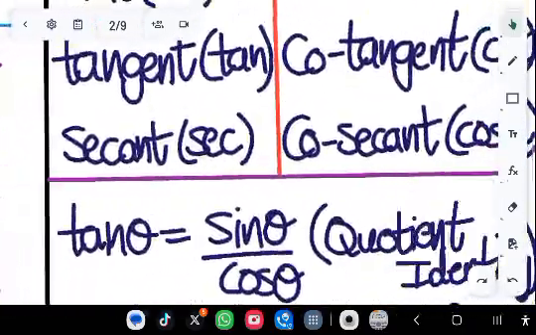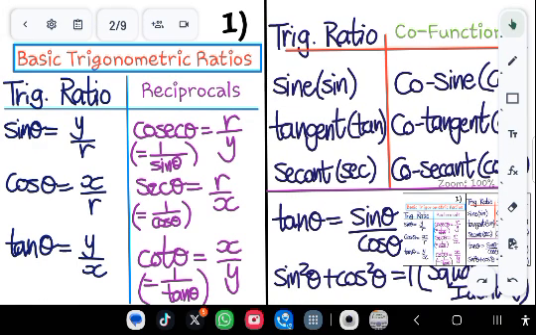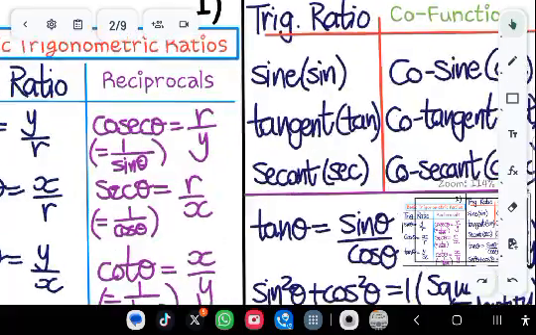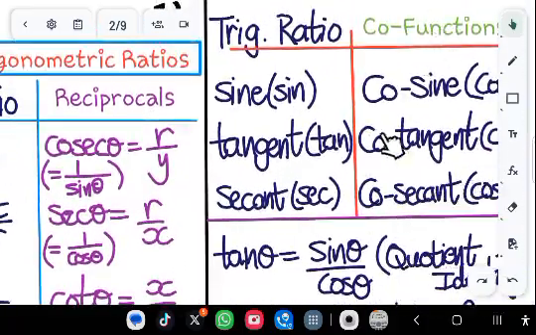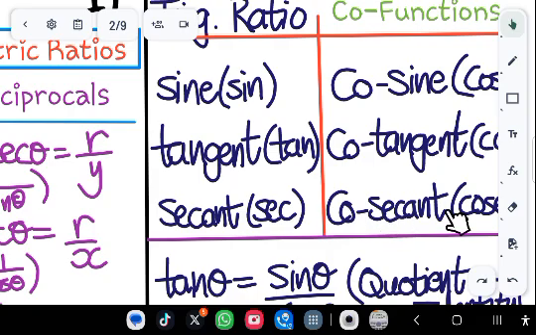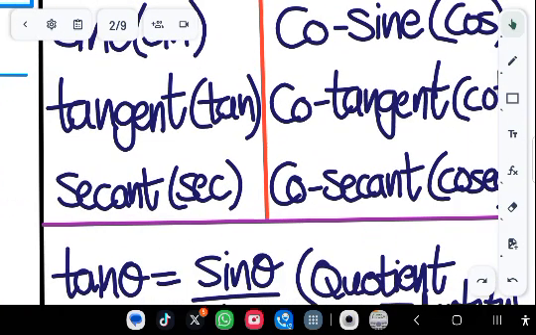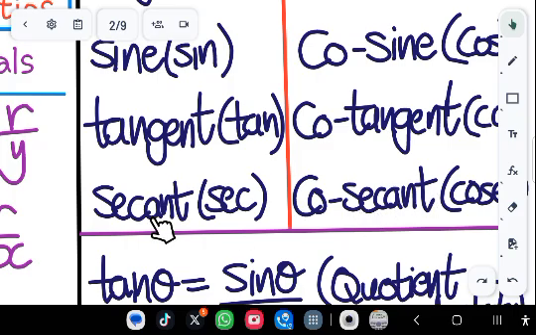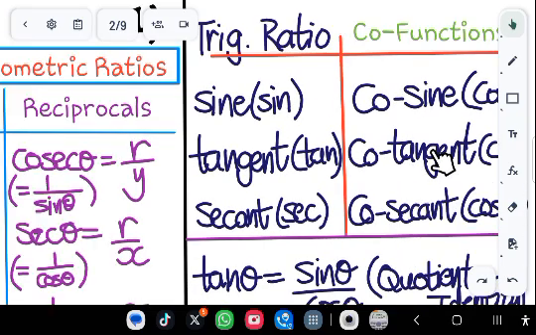Now the last one, which is secant. Remember, secant is the reciprocal of cos. Secant has the co-function cosecant. So cosec, which is short for cosecant, is the co-function of sec, and vice versa. So cotangent or cot is the co-function for tangent, and tangent is the co-function for cot. Same story. Sine is the co-function of cosine.